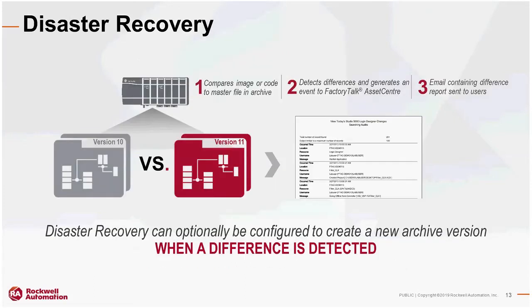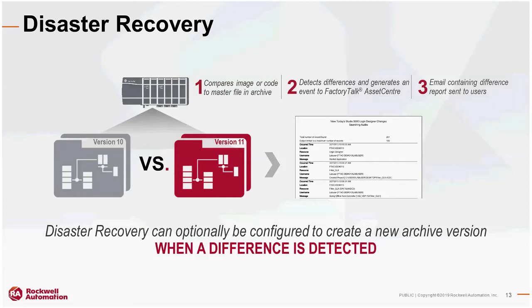As I mentioned, the disaster recovery add-on feature will retrieve the file from your device. Perhaps it is PLC code, okay? And that code could then be compared to the master version in the archive. If differences are detected between those two versions, you determine what happens. You could create a new archive version if you wish. You may also produce a differences report, which you could email out.